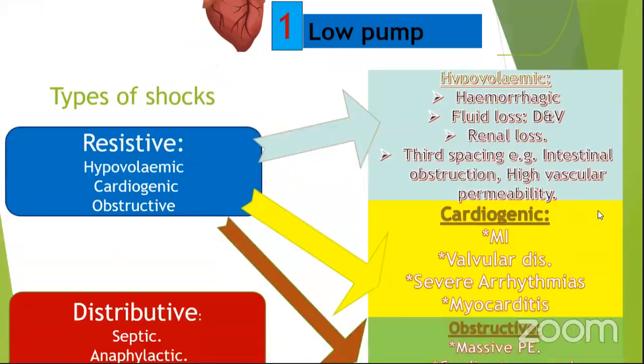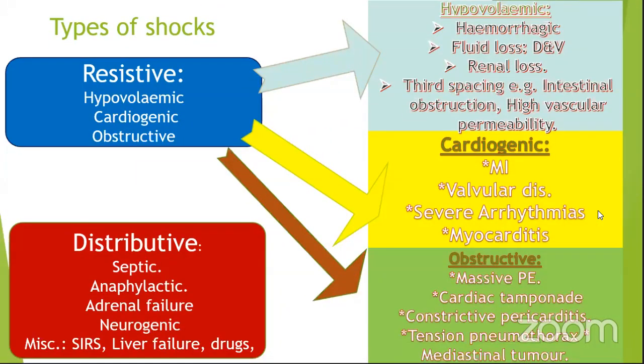So we'll proceed to the next. Here again are the types of shock, as we mentioned: resistive and distributive. Here we will go into the details of resistive. There are three main categories: hypovolemia, cardiogenic, and obstructive. In hypovolemic, examples are a patient with hemorrhage, or dehydration secondary to nausea, vomiting, diarrhea, or a patient with burns, third space loss, or high vascular permeability.